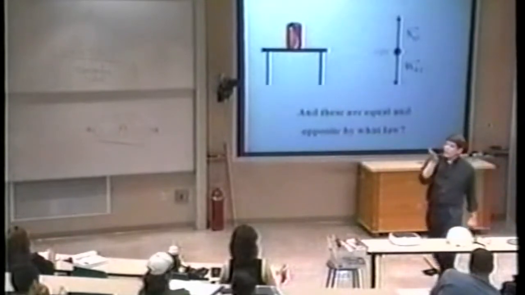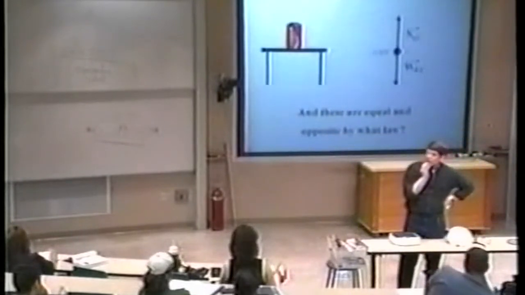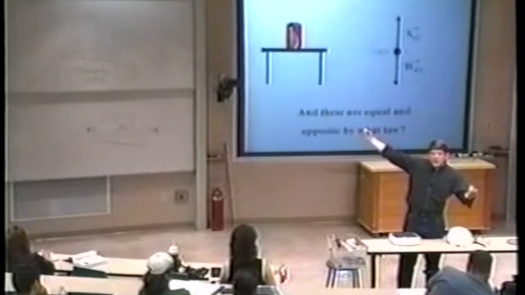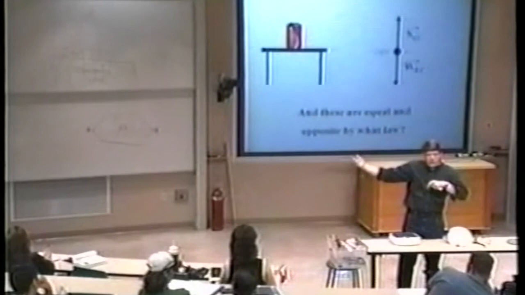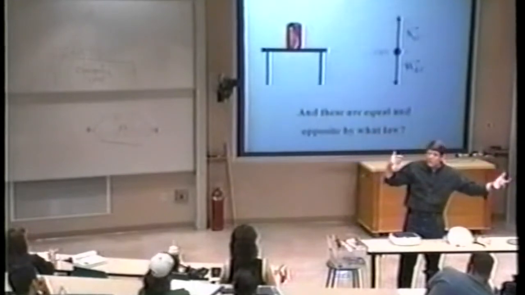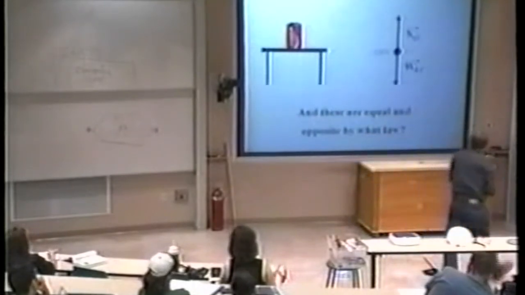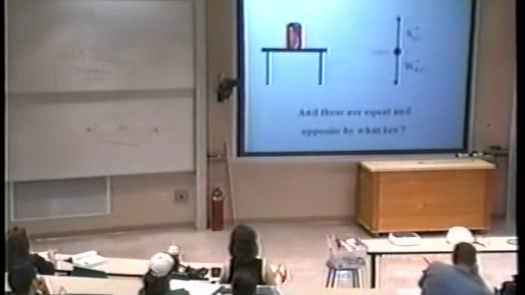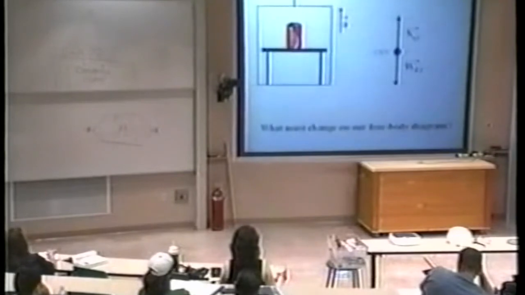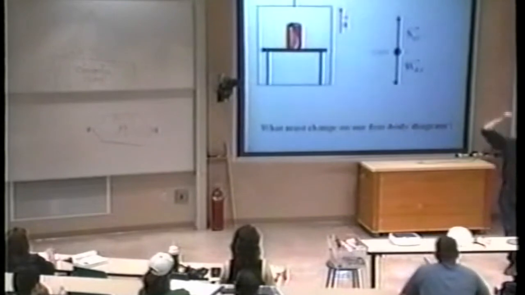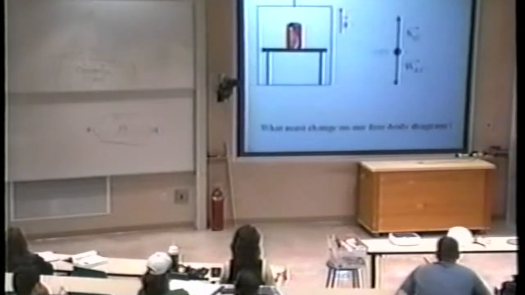Okay, if they were equal and opposite by third, they'd have to be acting on different free body diagrams. They would also have to be the same flavor of force. If one's a gravitational force, the other would have to be a gravitational force. And if you look at this can, but look at it in a different situation. Let's say the can is sitting on a table, but the table's inside an elevator, and the elevator is accelerating upwards. You went in on the first floor and you hit number 10. Okay? What's going to have to change in that free body diagram?